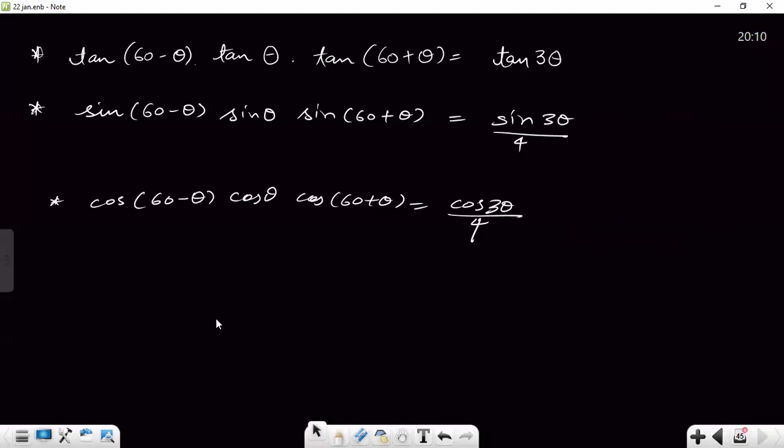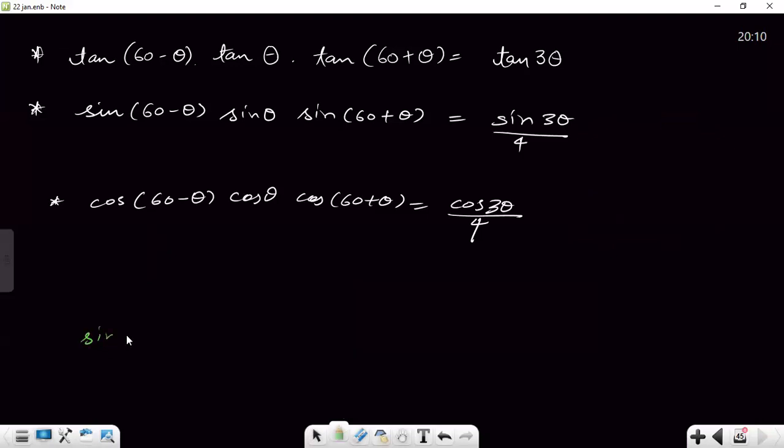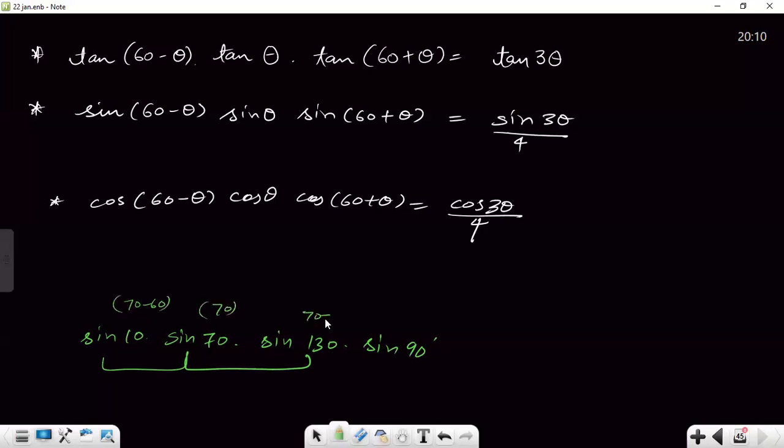Okay. So are there any questions? Let me give you an example of how this formula works. Let's say sine of 10, sine of 70, sine of 130 is written. Now, by just observing this, and also let's say sine of 90 is also there. By observing these three terms, we know the angle difference here is 60 degrees. Like 10 can be written as 70 minus 60, and this is 70, and this is 70 plus 60.